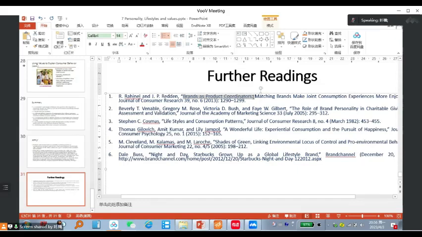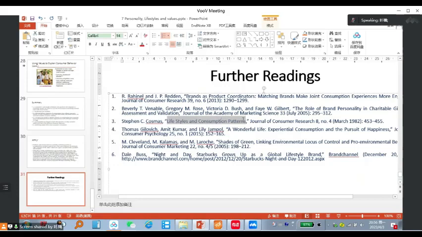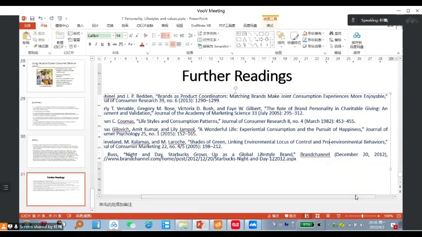Brands as product coordinators, matching brands make joint consumption experience more enjoyable. The role of a brand personality in charitable giving. Lifestyles and consumption patterns, a classic paper published in 1982. A Wonderful Life, experimental consumption and pursuit of happiness. Shades of green, linking environmental locus of control and pro-environmental behavior. Values on green consumption behavior.